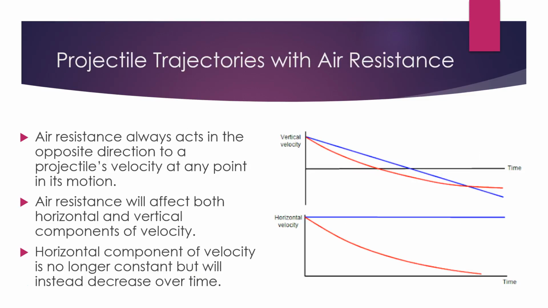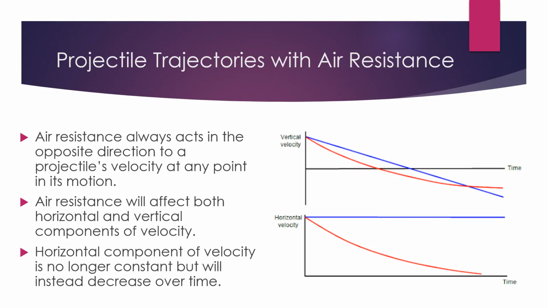What we want to look at today is, in a qualitative way, in other words a descriptive way, how the path or the trajectory that the projectile takes through the air is affected where we actually do include air resistance in our figuring. So to repeat what we said last time, air resistance always acts in the opposite direction to a projectile's velocity at any point in its motion.